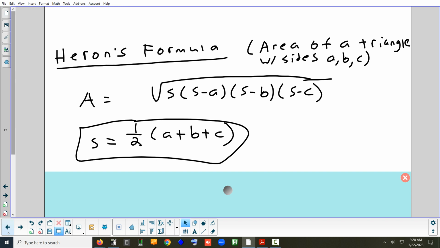So it's not really that hard of a formula to use. You just have to find one thing first, the semi-perimeter, and then fill in everything underneath the square root. It does not matter what order you multiply in. Under the root, you have S times S minus every side. You've got to do S minus A, S minus B, S minus C, somewhere.